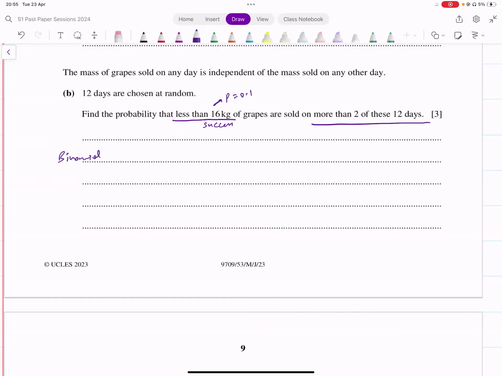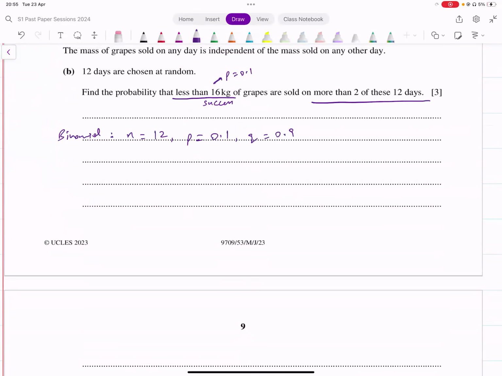What's the value of n? The value of n would be 12. What's the probability of success? We know that is 0.1. If probability of success is 0.1, what about the probability of failure? That will be 0.9. That's a binomial. We want to find the probability of getting more than 2 successes. That means 3, 4, 5, 6, 7, 8, 9, 10, 11, 12. That's too many probabilities to calculate. We can reverse this: 1 minus probability of getting less than or equal to 2 successes. That will be 1 minus probability of x equals 0, x equals 1, and x equals 2.